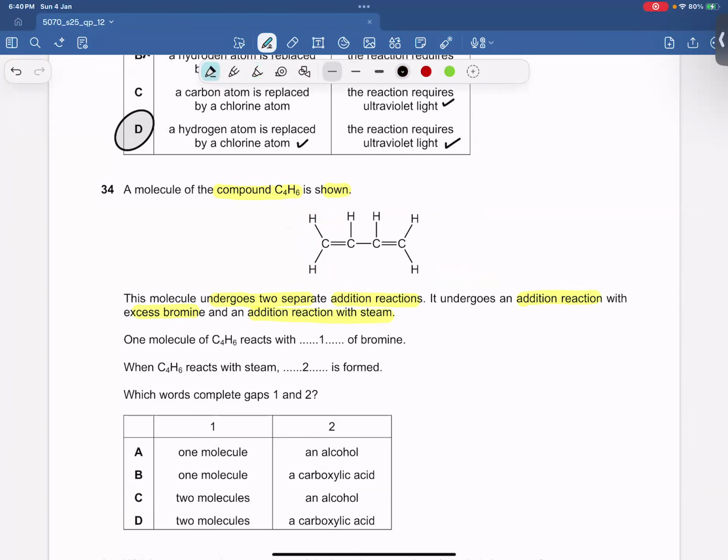When an alkene reacts with steam, it always turns into an alcohol. So whenever any alkene from the whole planet reacts with steam, then always an alcohol is formed. So when this compound reacts with steam, an alcohol is formed. So option B and option D are absolutely incorrect. Now competition exists between A and C.